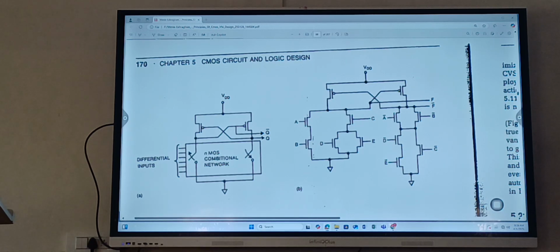So CVSL logic may be used for sequential circuits.